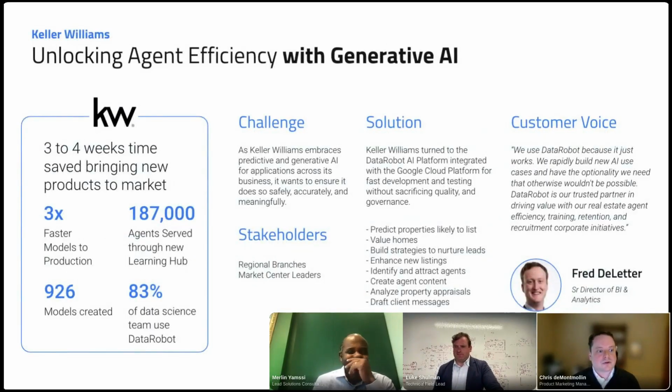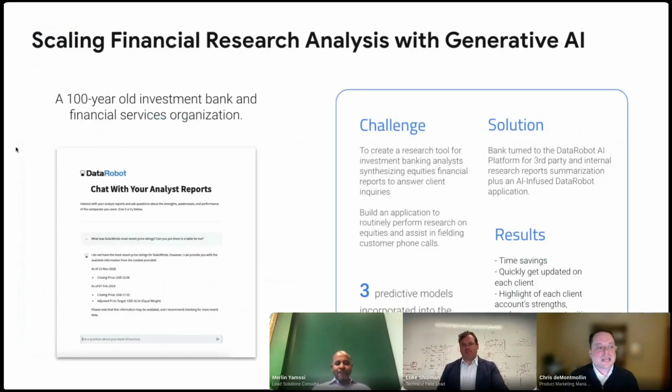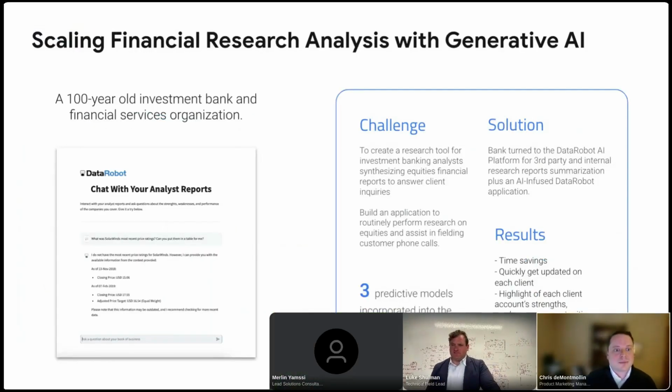Keller Williams is one of our favorite customers, a DataRobot and Google Cloud customer, who is using predictive and generative AI. They build predictive models for things like properties likely to list and home valuation, and then they use a generative AI-powered learning hub to take all that information and put it into a learning hub that serves over 187,000 agents across the country. And just real quick, another customer, a 100-year-old investment bank, is using a research tool that synthesizes financial reports using both predictive and generative AI. They were able to get this value to the internal customers very quickly using DataRobot.